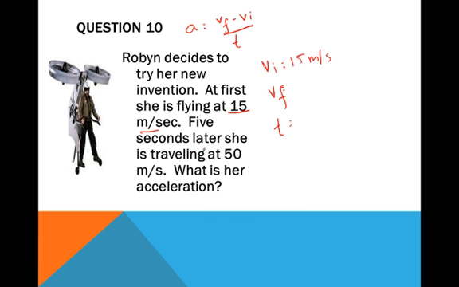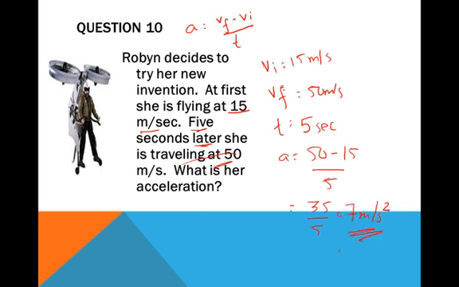Then later, she's traveling at 50 meters per second. How long did that take her? That said 5 seconds later. So this is going to be 5 seconds. Okay, so plug and chug. So A equals 50 minus 15 all over 5. Okay, 50 minus 15, that is 35 all over 5. 35 divided by 5 is 7 meters per second squared. That's the answer.